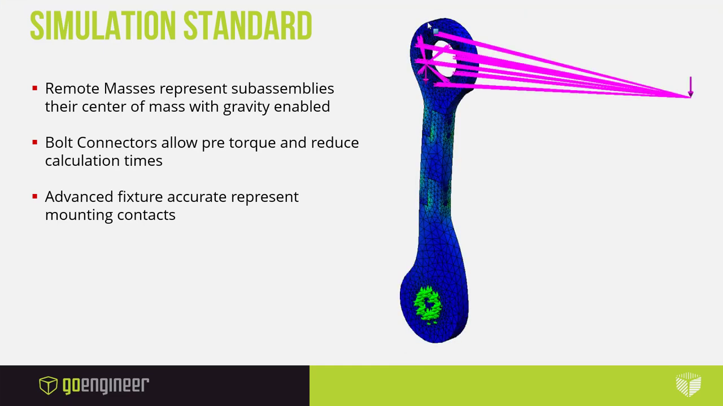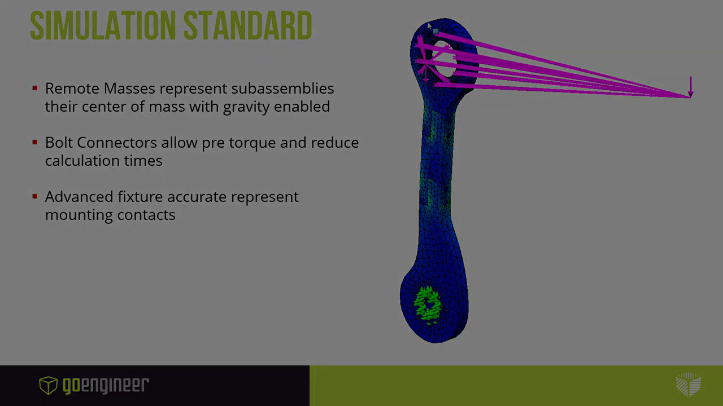So instead of having all of those components, what I'm going to utilize is remote loads and remote masses. What this does is it allows you to simulate the effect of other components in your study without the necessity of having to mesh them and then take them into account in your calculation. So let's go ahead and take a look at what this looks like in SOLIDWORKS.